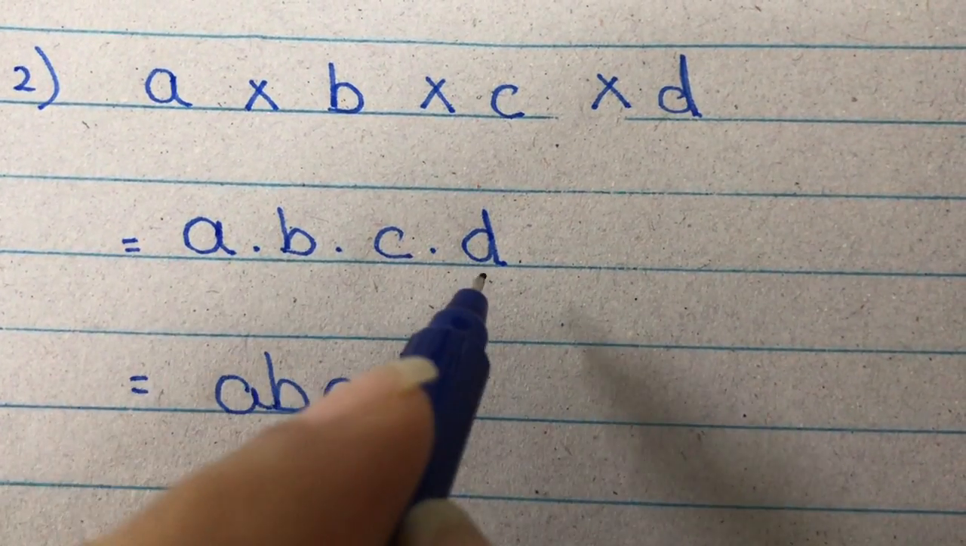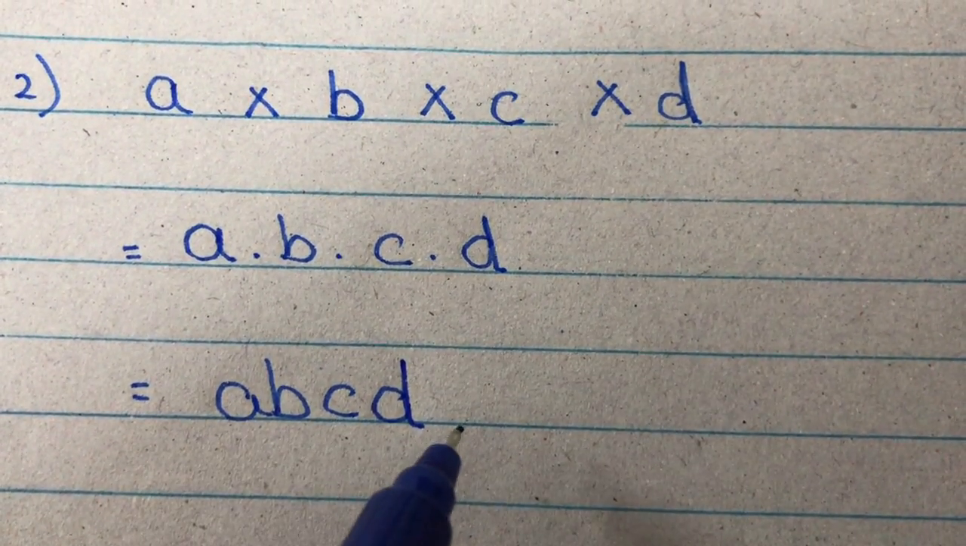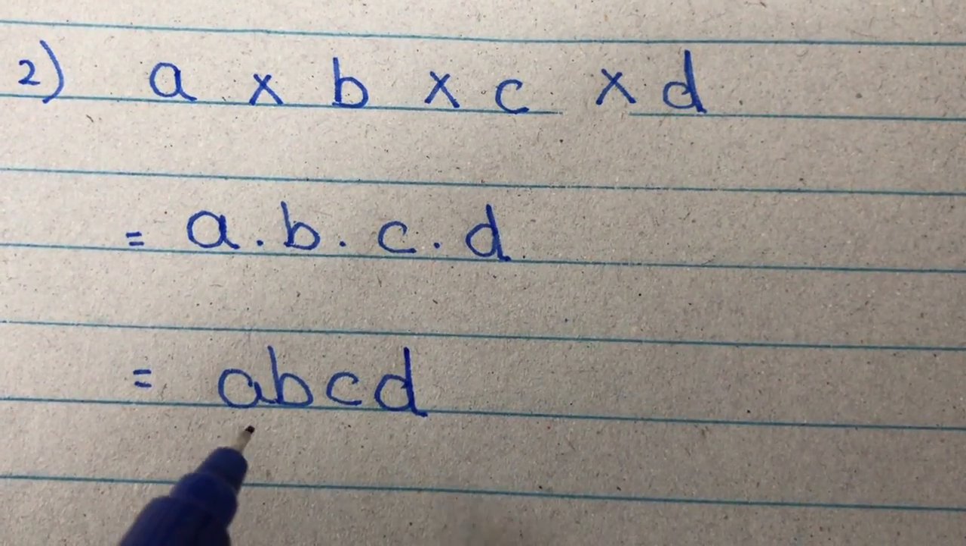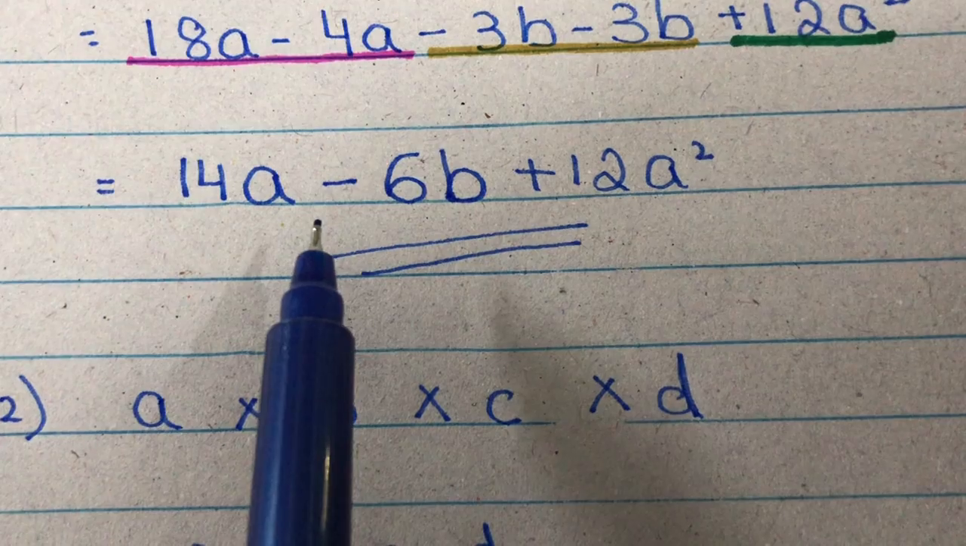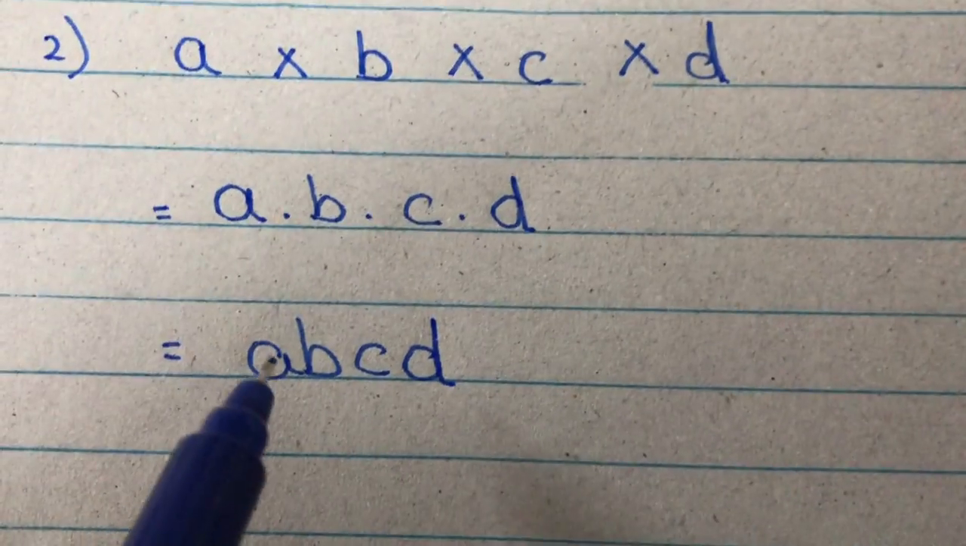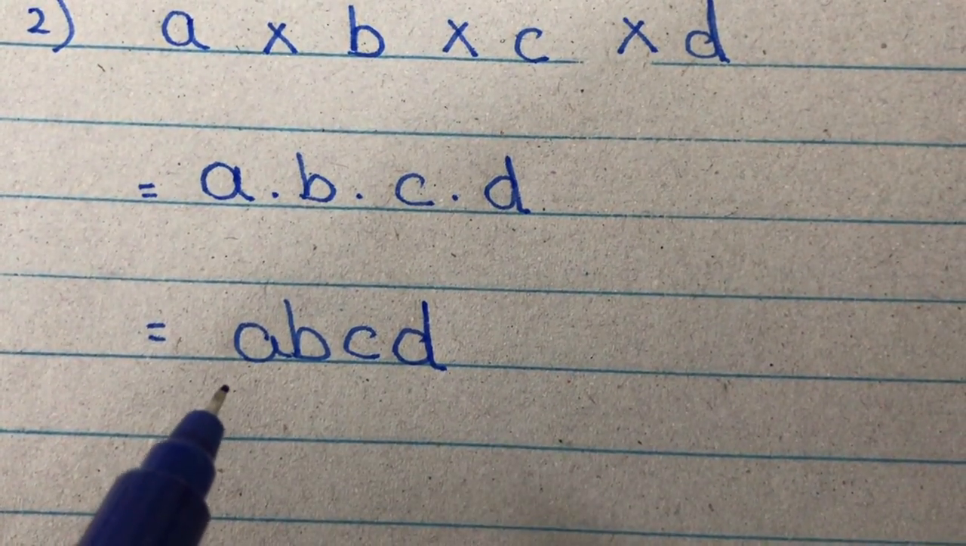These are all unlike, but in multiplication you can multiply the letters. You can just join them. Here you can do this in addition and subtraction. In multiplication you can just multiply the letters.